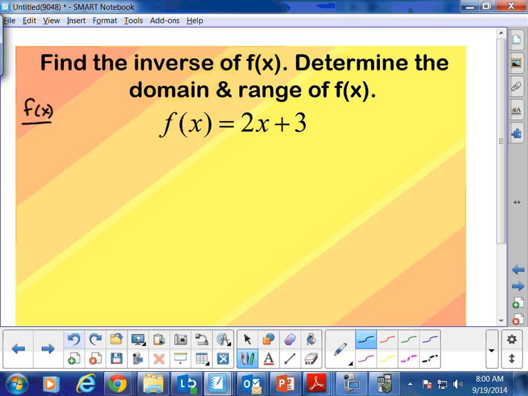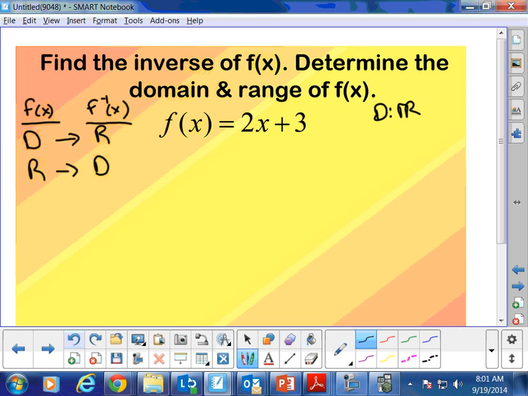F of x, domain and range is really f inverse of x, range and domain. As long as you write that down when you're doing inverses, it's going to help you tremendously in understanding what is the inverse. So like with this one, before I even begin the problem, I'll know that domain and range is all real numbers for both, which means that in my answer at the very end, you know how we have to state domain and range for these?